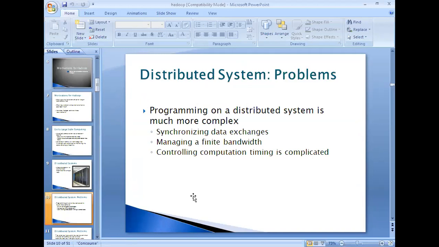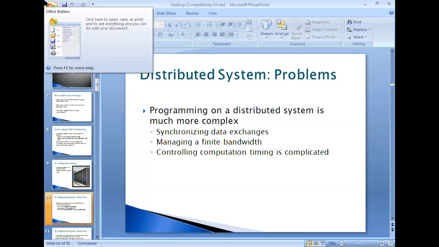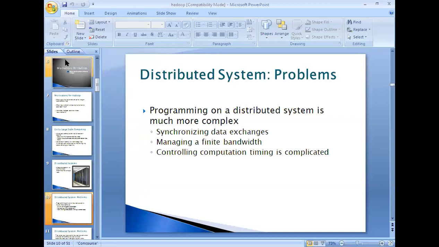And managing finite bandwidth. Bandwidth, as I told you, is just the movement of data from one place to another. While transmitting, not all the systems maintain the same bandwidth. You may maintain high bandwidth, I may maintain low bandwidth. In that case, how do we manage? Because if it is high somewhere and low somewhere else, it leads to performance issues. So how do we manage without compromising performance? That is also an important aspect.